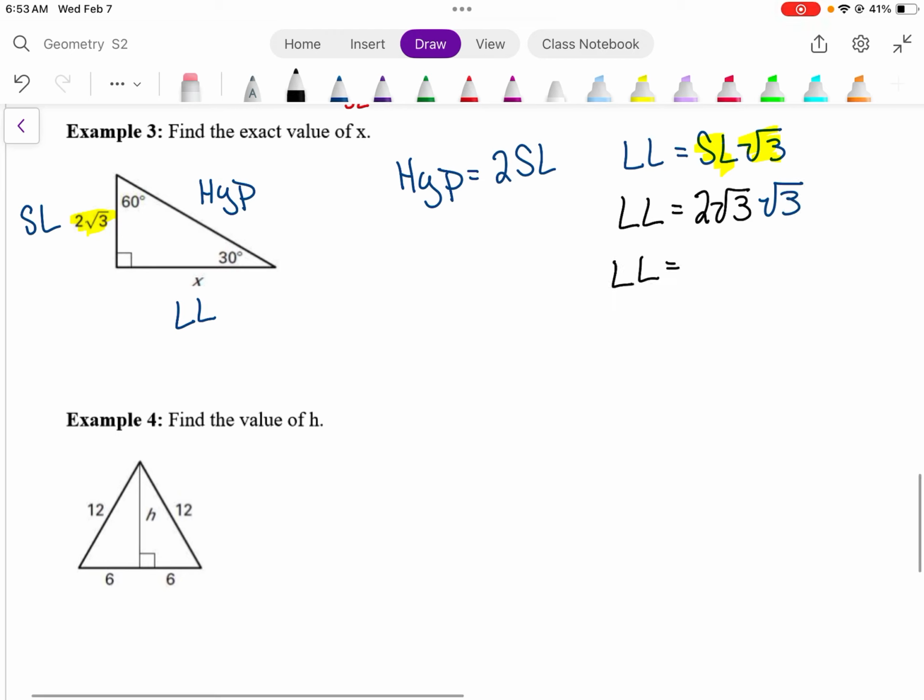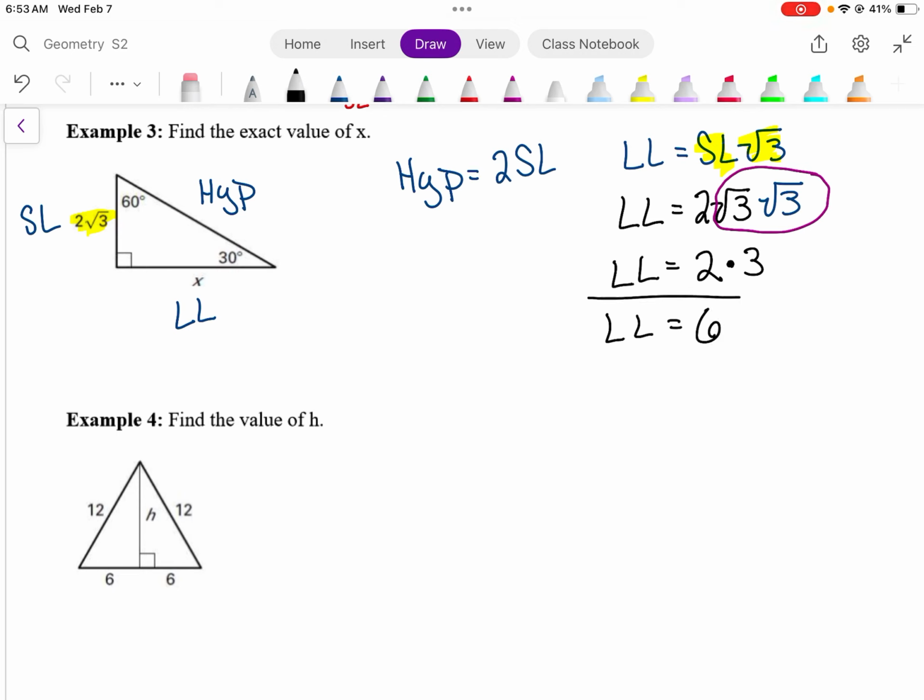And this looks like one of those simplifying radicals that we did earlier at the beginning of the notes. The square root of 3 times the square root of 3 is just 3. So then we're going to end up with 2 times 3, and that equals 6. So the length of our long leg is 6.